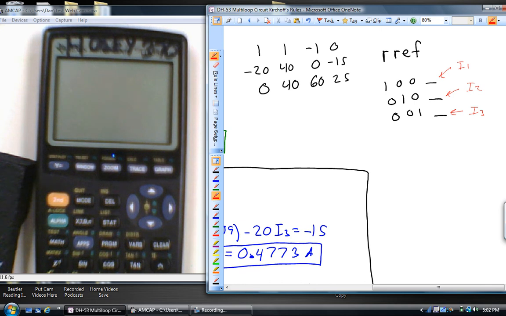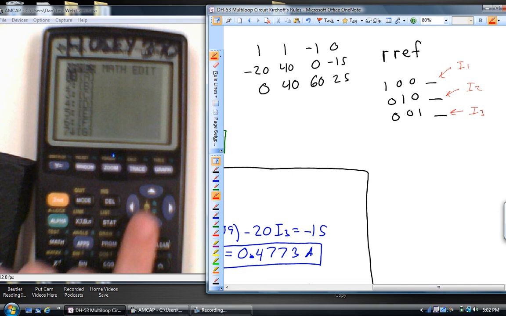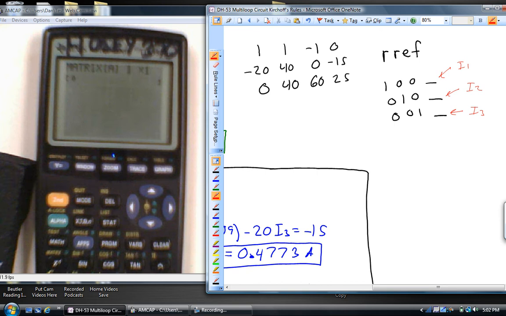So first thing we want to do is turn it on. No surprise there. And you're going to go to second and 1, 2, 3, fourth button down, matrix. First thing you have to do is go to edit so that we can enter this matrix. You have to tell it what size the matrix is. As you can see, this is 3 rows by 4 columns. So you're going to hit 3, enter, 4, enter, and now you're going to type the numbers in.